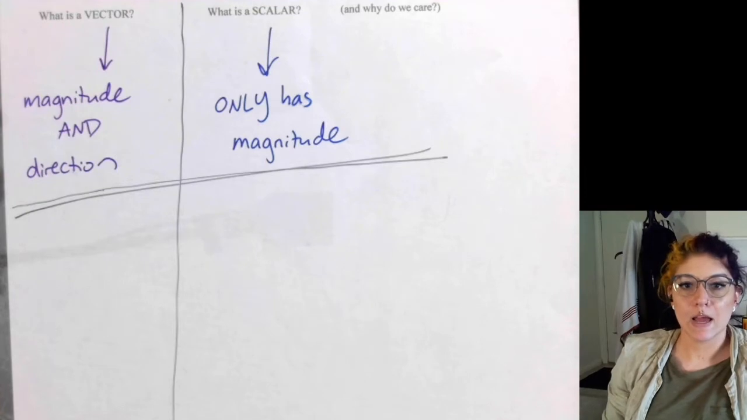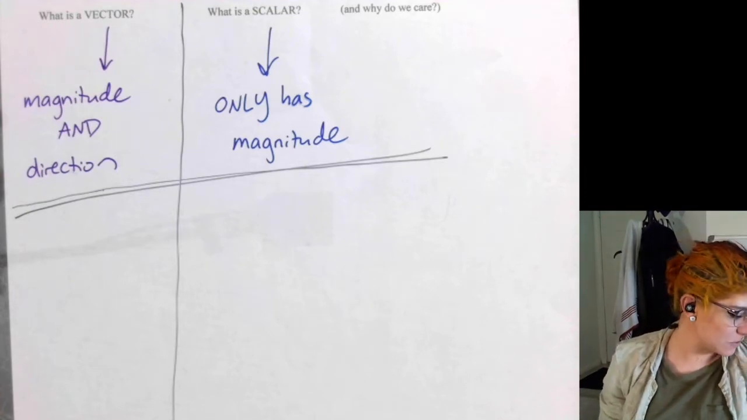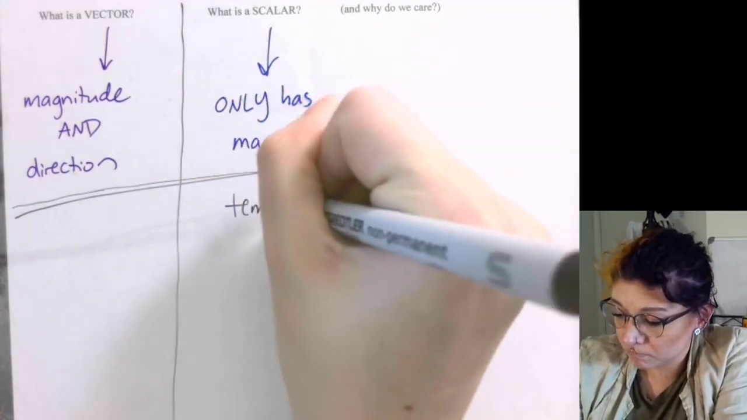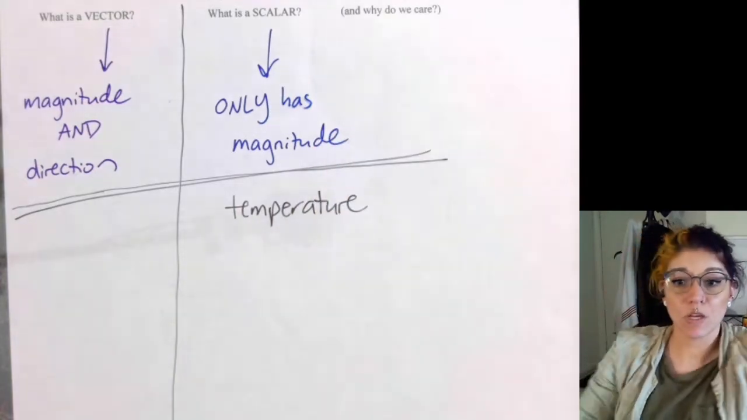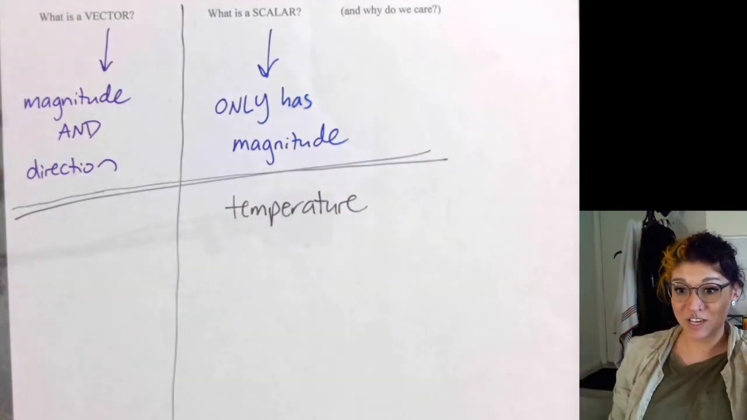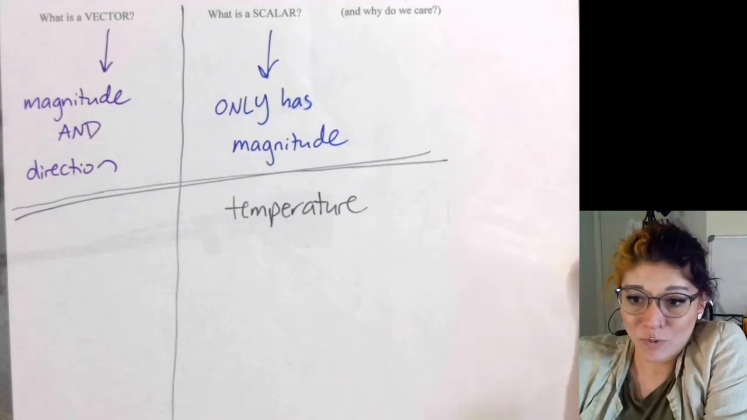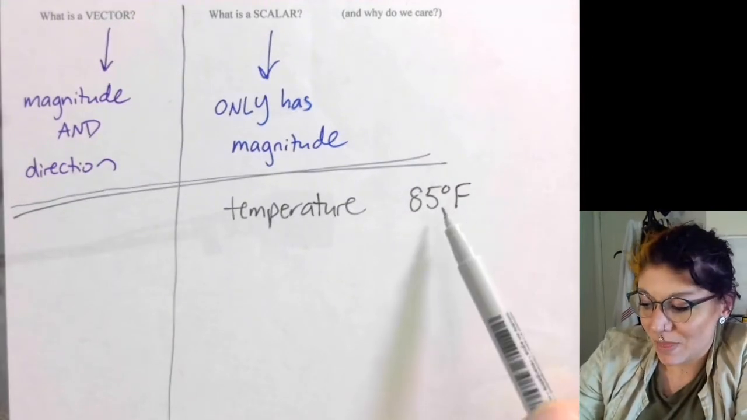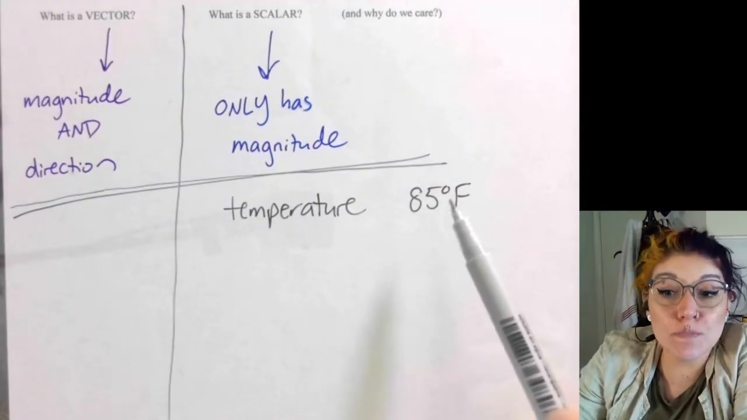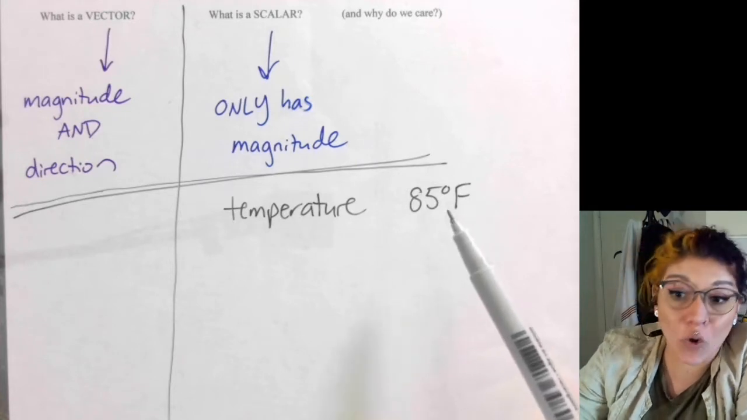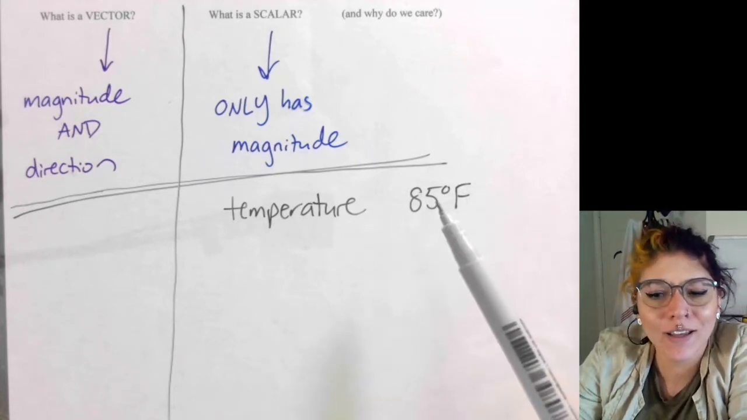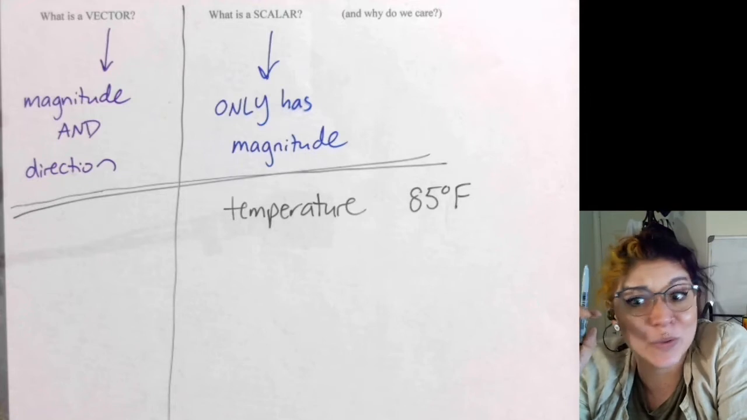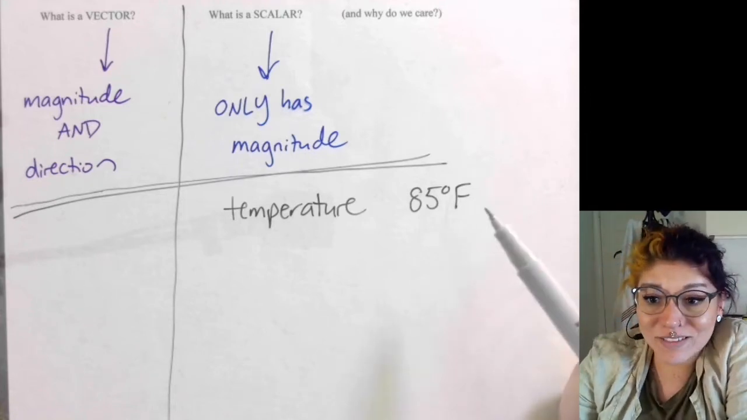So, scalar only has magnitude. An example of this is temperature. For example, think of how hot it is right now outside, right? Whatever, maybe it's like 85 degrees Fahrenheit. This is just a magnitude. This is just a numerical value that tells us how big or how small this temperature is, right? But it doesn't have a direction. We're not saying, yes, 85 degrees northbound. No, it's just 85 degrees.